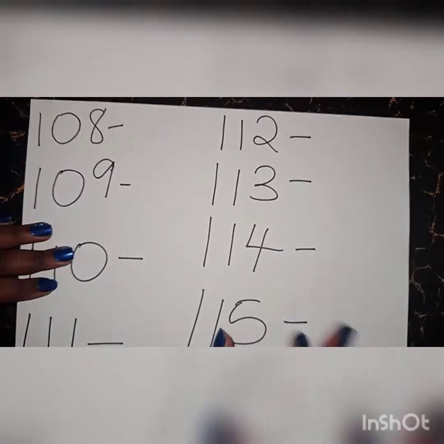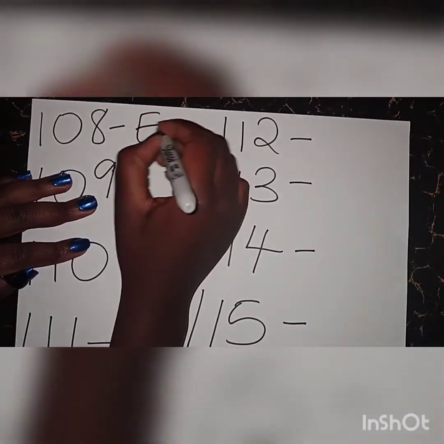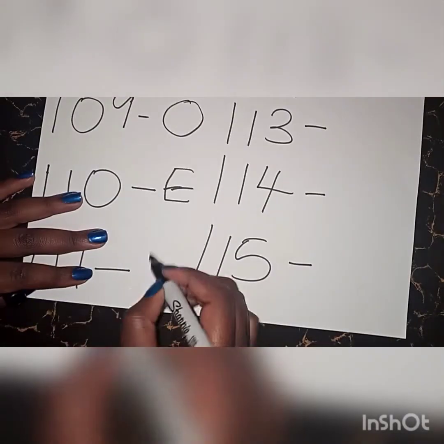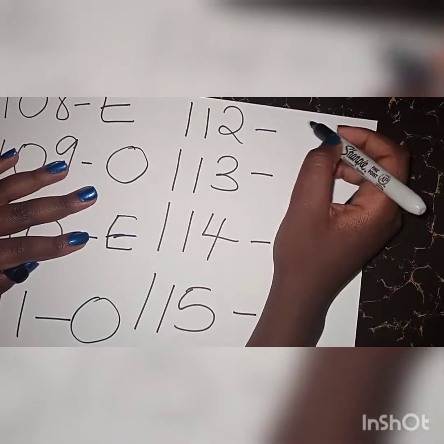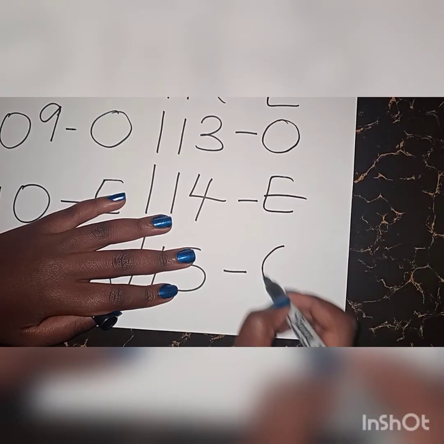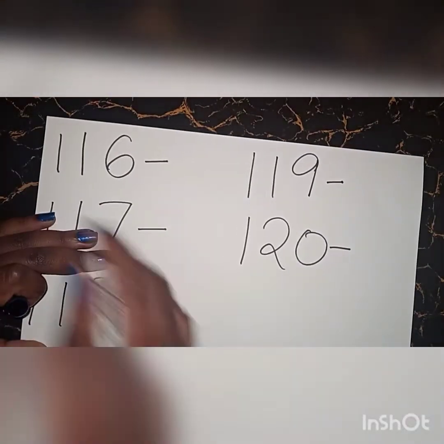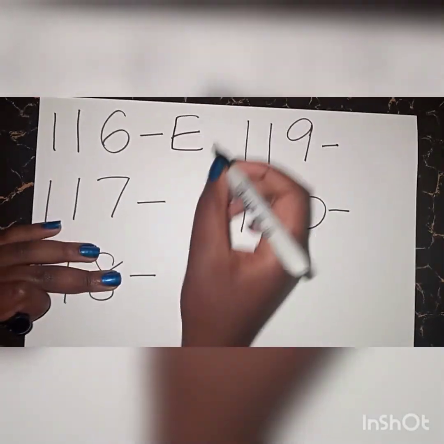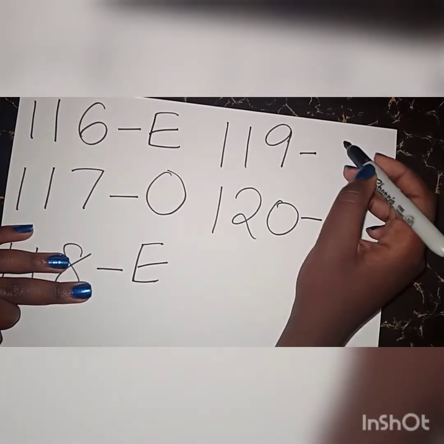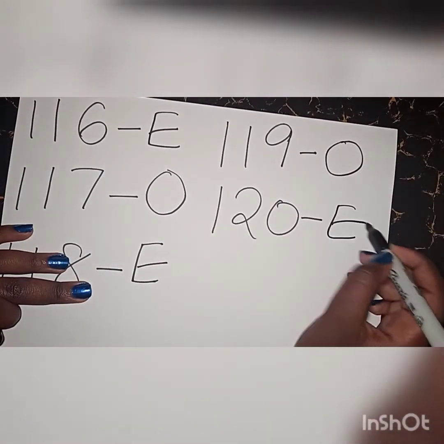Let's continue. This is even. This is odd. This is even. This is odd. This is even. This is odd. This is even. And this is odd. Okay? Let's finish up quickly. This is even. This is odd. This is even. This is odd. And this is even. Okay?